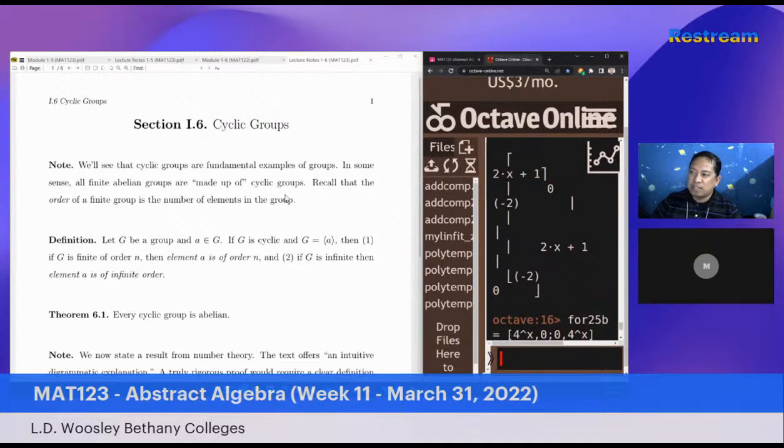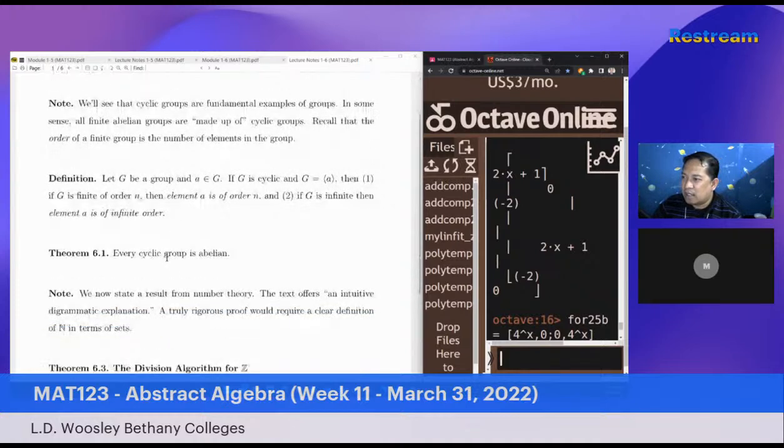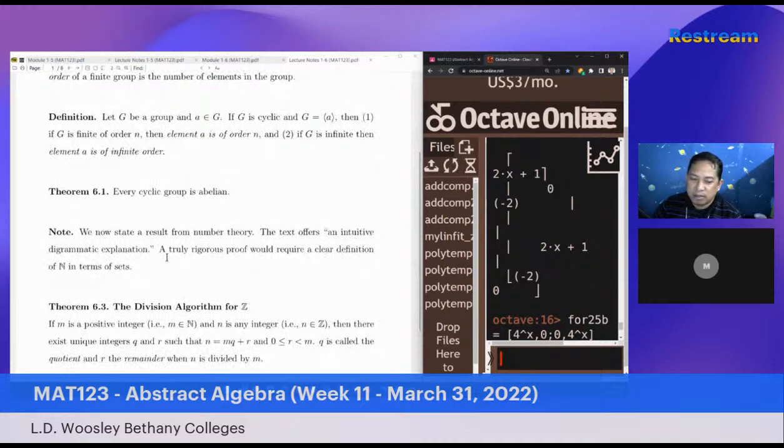As a definition, let G be a group and a an element of G. If G is cyclic and a is a generator of G, then, number one, if G is finite of order n, then the element a is of order n. And if G is infinite, then a is of infinite order. Another theorem: every cyclic group is abelian, meaning it has the property of commutativity.